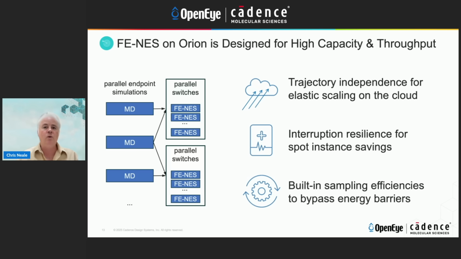Finally, these non-equilibrium approaches have some built-in sampling efficiencies by which they can circumvent some sampling barriers as they grow a larger group, where in an equilibrium context, those sampling barriers would have to be overcome in both directions multiple times.